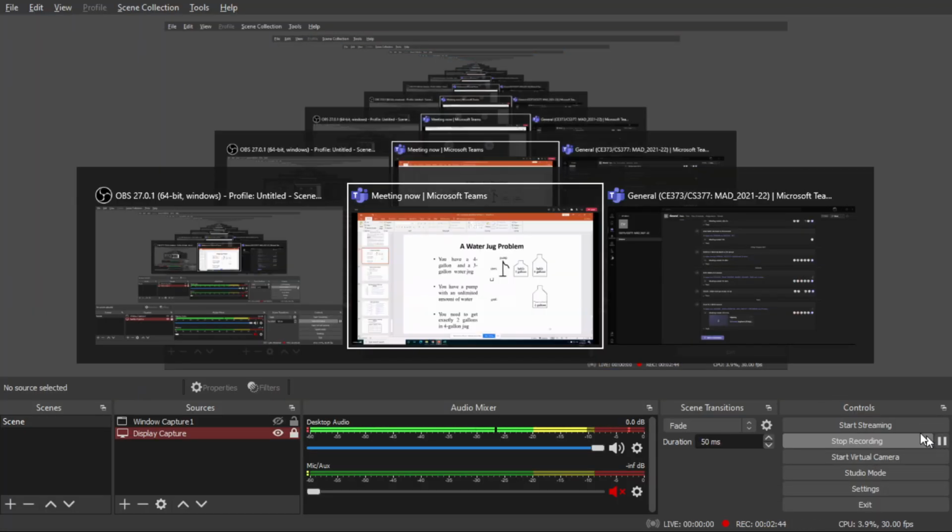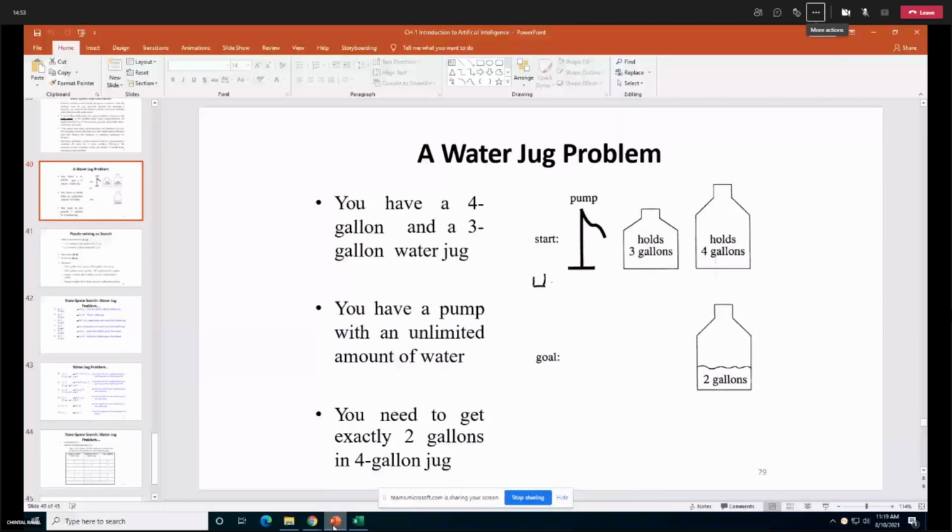The problem statement over here was that you are given two jugs, one 3-gallon and the other 4-gallon. These jugs don't have any measuring or markers to show how much water is stored in the jug. The third thing is that our goal state is that we need to have exactly 2 gallons of water in the 4-gallon jug. That is what we need to do.